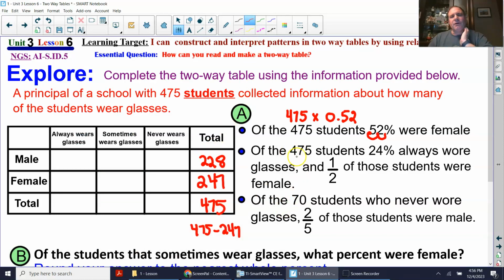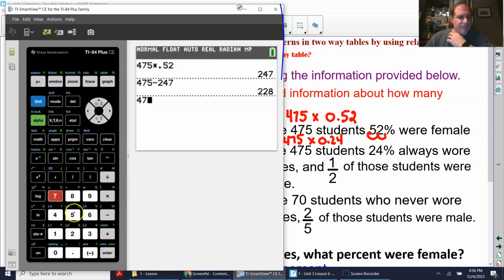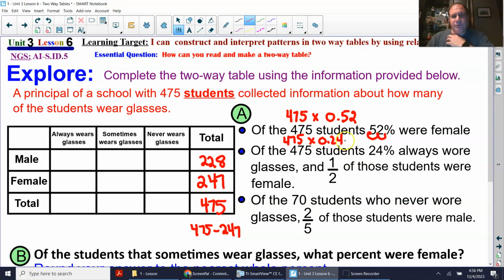All right. So of the 475 students, 24% always wore glasses. So I'm just going to take the 475 times 0.24 and see where that brings me. And that's 114. So 114 of those students always wore glasses.